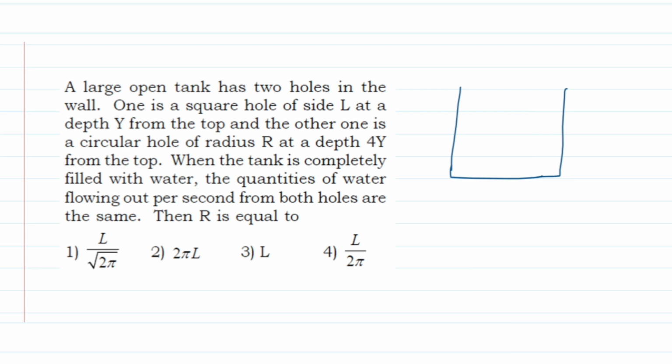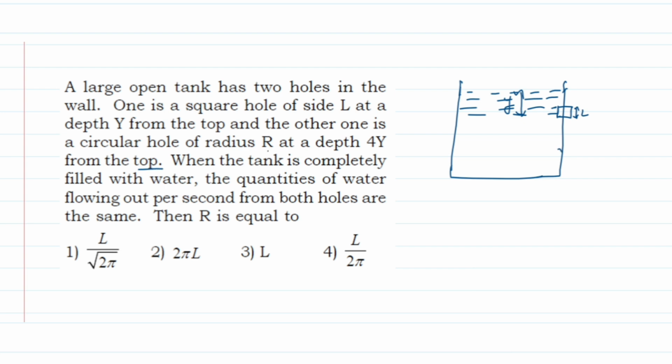One is a square hole of side L. So here one hole is given as a square hole. The side length is L, and it is at a depth Y from the top surface. This hole is at a depth of Y from the top, and the other one is a circular hole of radius R at a depth 4y from the top.